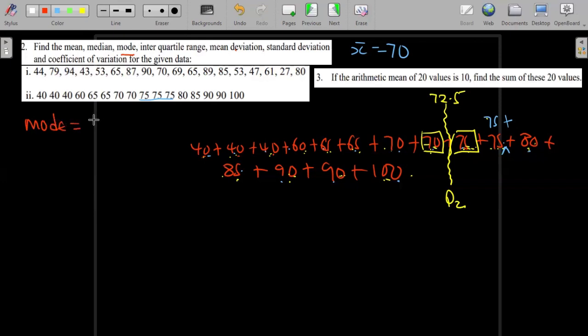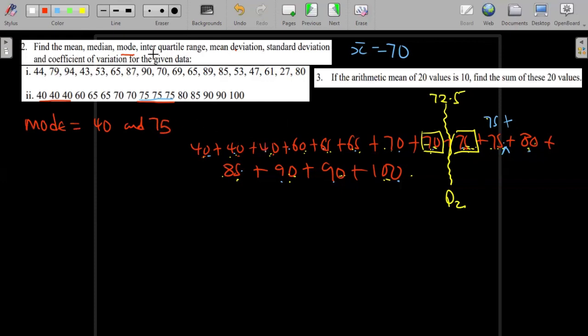So that's going to be equal to 40 and 75. Not 70, 75, because this 75 is appearing 3 times. Even this 40 is appearing 3 times. So that is our mode. We have 2 of them, so it means this data set here is bimodal.